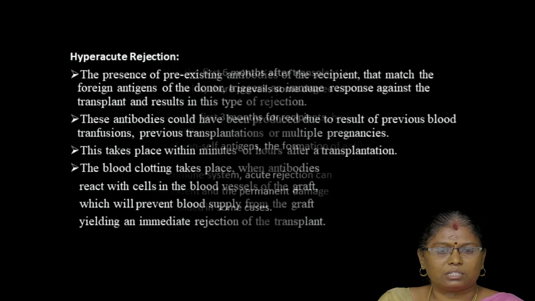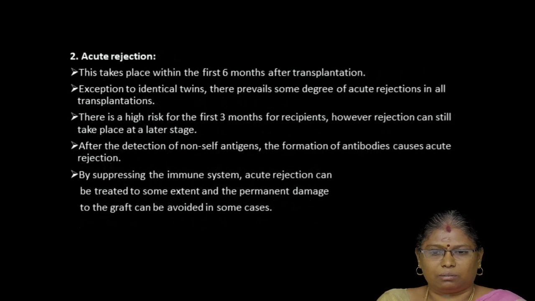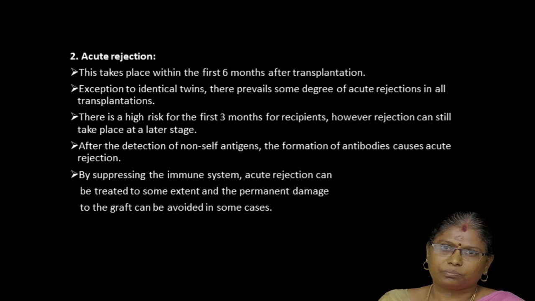Okay. Next, another rejection is acute rejection. So this rejection takes place within the first 6 months after transplantation. After giving the immunosuppressive drug, for example a corticosteroid drug or a calcineurin drug, tacrolimus or sirolimus, whatever it is, within the first month the rejection may be carried out.